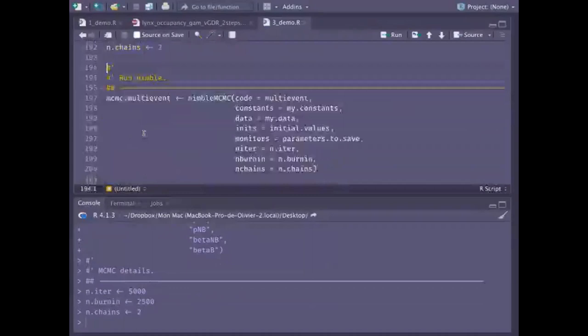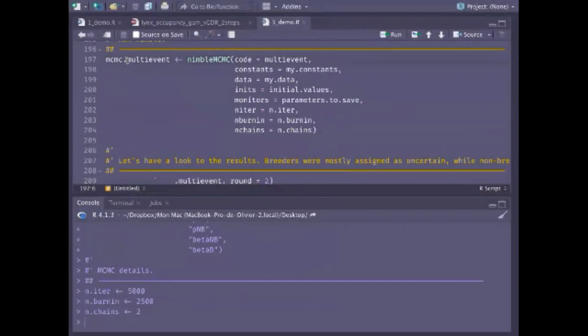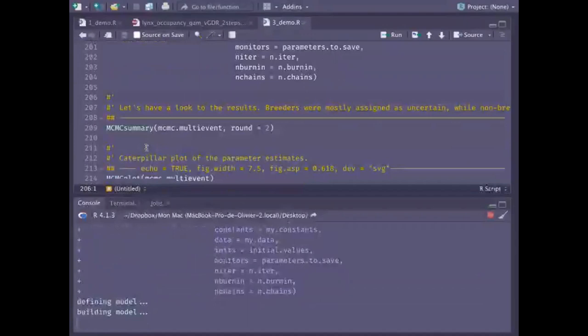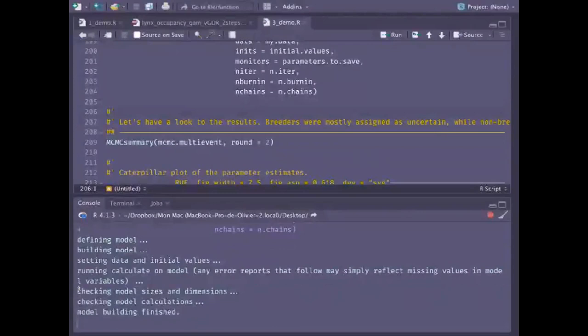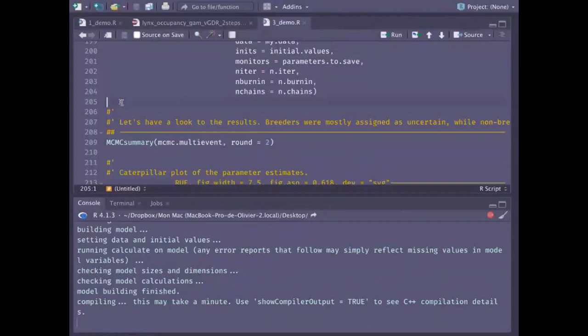And I again use this function Nimble MCMC to run everything at once. And here we go. There is a compilation step, and it should run smoothly. The building, there are some checks that are done by Nimble. We could switch them off to maybe speed up this compilation step, but this is kind of a small model, so we don't need to really optimize the computational aspects of it. So let's stick to that.